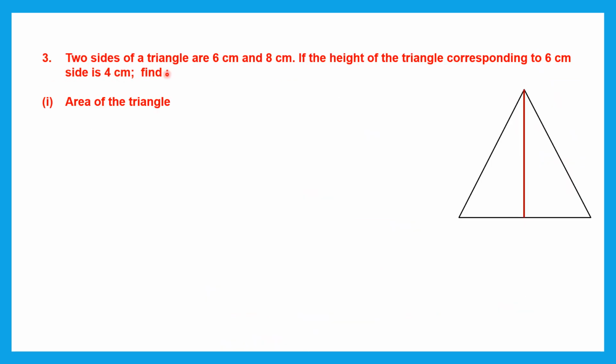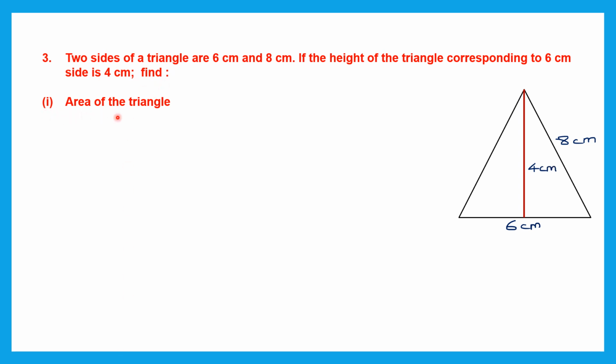Question 3. Two sides of a triangle are given to us, 6 centimeters and 8 centimeters. So let's take this as 6 centimeters and this as 8 centimeters. Two sides are given to us. If the height of the triangle corresponding to 6 centimeters side is 4 centimeters, okay, so the height of the triangle corresponding to this side, corresponding means starting from the opposite vertex, this is the height and this is 4 centimeters given to us, then we have to answer two questions.